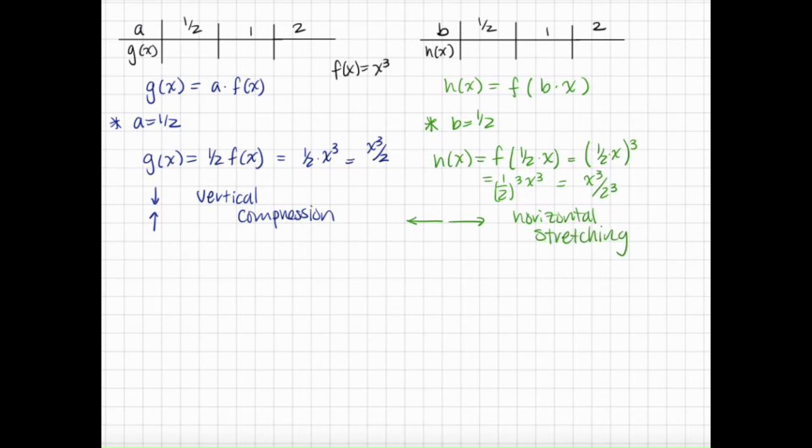Now let's explore what happens when we let both a and b equal 2. Before we do that, let's fill in our table. When a is 1, we have our graph of just x cubed. When b is 1, our graph again is just x cubed, so the graphs are identical. When a is 1/2, we end up with x cubed over 2. When b is 1/2, we end up with x cubed over 2 cubed.